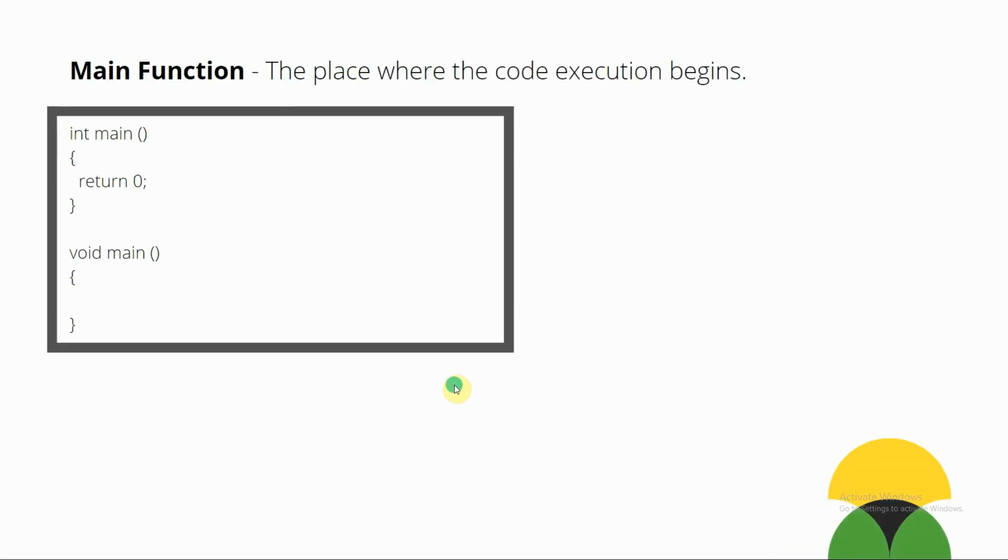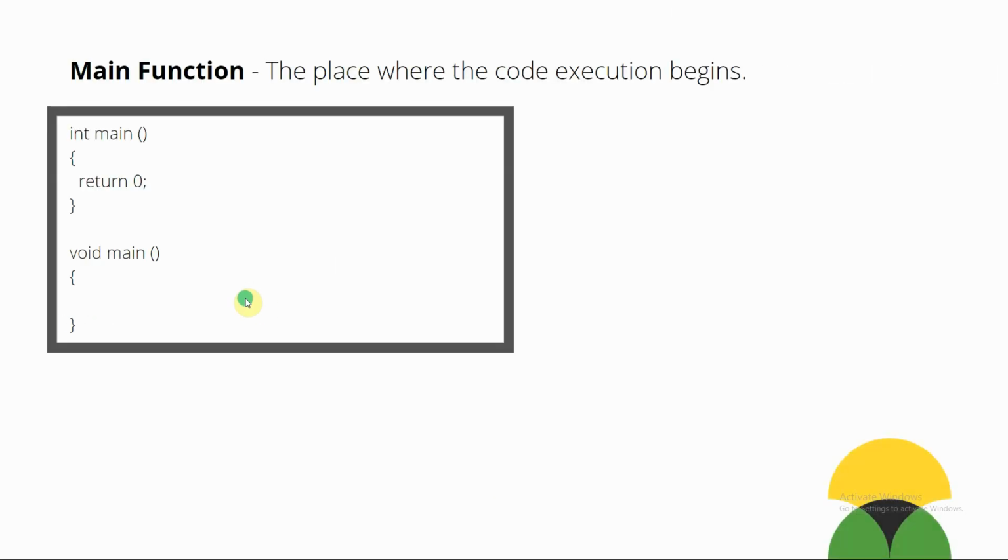Now for the main function, this is where the code execution begins. So this is basically the basic structure: main, open close parentheses. Then we have this symbol. You insert most of the commands here, and then you have to return 0, semicolon, and then the close symbol. The same with void main, the same setup, open symbol and close symbol.